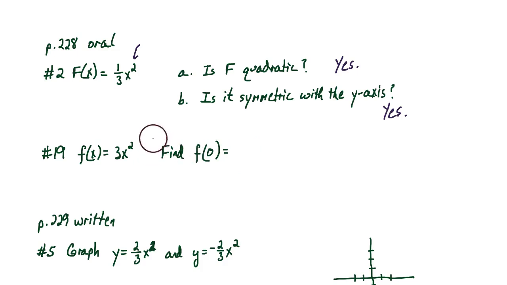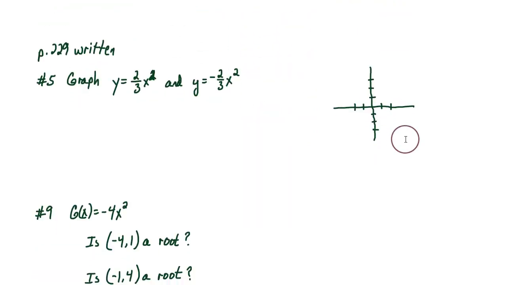In number 19, we're given a little bit different function rule, and we're asked to find f of 0. That's when you substitute 0 in place of x. The result turns out to be 0. Now, page 229 written, we're asked to make 2 graphs on the grid. Here's the first one, here's the second one. They only differ by sign. The value of a is positive 2/3. This one over here, the value of a is negative 2/3.